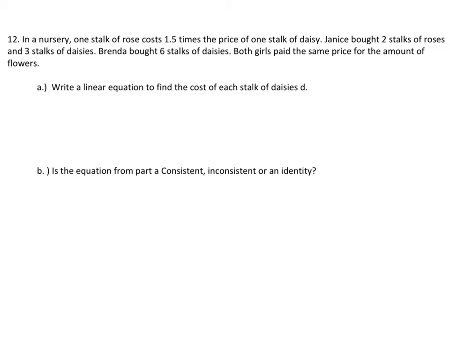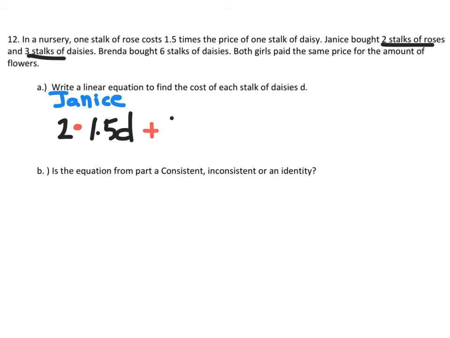Okay, number 12 reads, in a nursery, one stalk of rose costs 1.5 times the price of one stalk of daisy. Janice bought 2 stalks of roses and 3 stalks of daisies. So I'm going to set that up. 2 stalks of roses would be 2 times 1.5 times the price of a daisy. So 2 stalks of roses and then 3 daisies. Okay, so that's Janice.